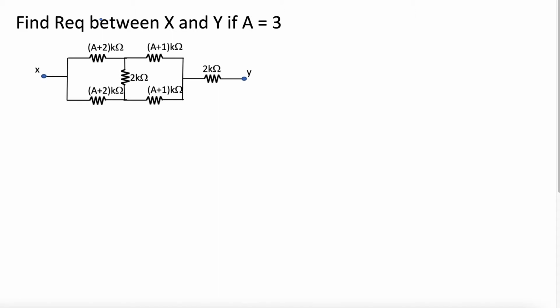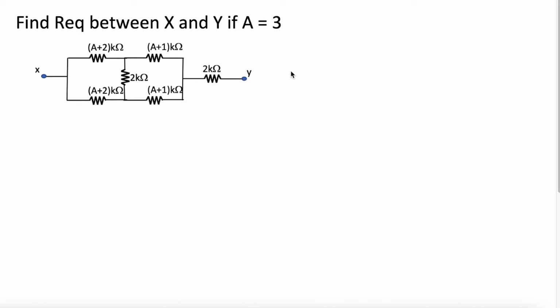So REQ means equivalent resistance between X and Y if A is equal to 3, right? So we have to find the actual value of the resistors first with A equal to 3. And then we're going to find the equivalent resistance between X and Y, right? So we're going to take a look at this problem. So the first thing let's do is figure out what the actual values of these resistances are, right?